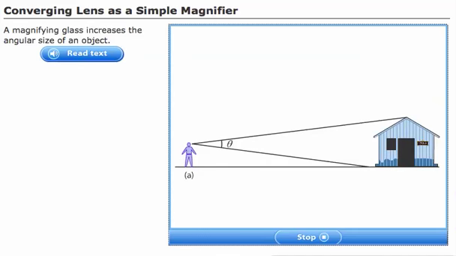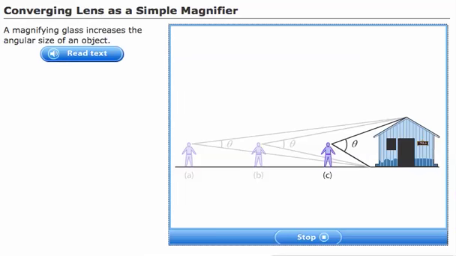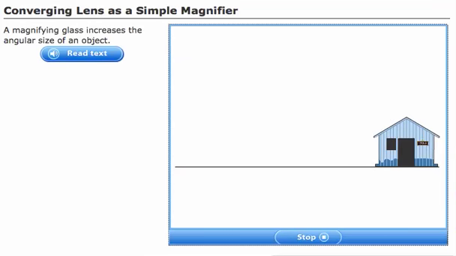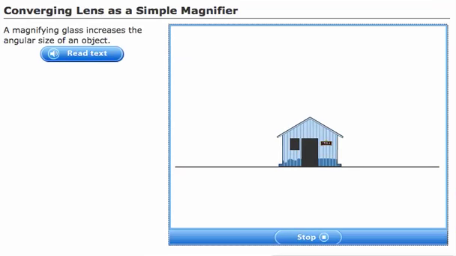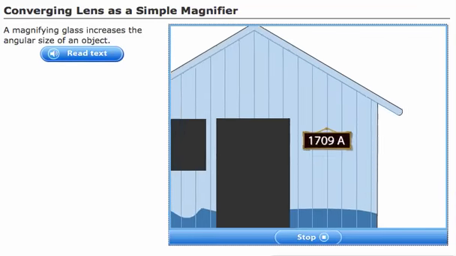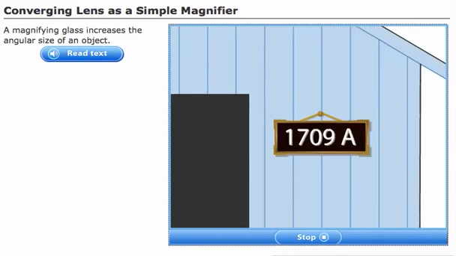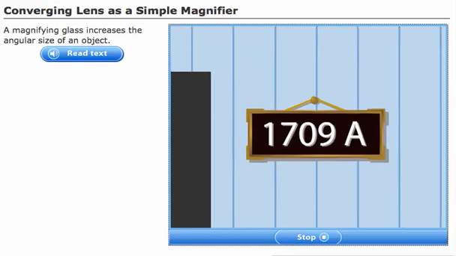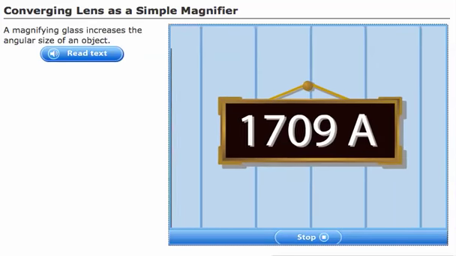The size of the image of an object formed at the retina of the eye depends on the angular size of the object. As a person moves closer to a house, for example, more and more detail becomes clear. What a simple magnifier does is enable the viewer to examine a small object by producing an enlarged image that fills a larger angle of the observer's field of vision. Less of the object is seen, but it is seen in greater detail.